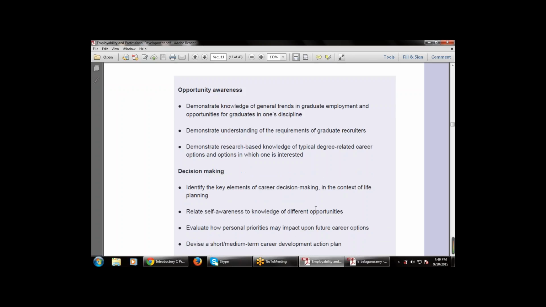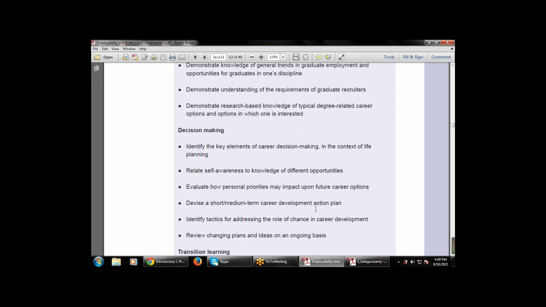Then next is decision making, and what are the various outcomes that are available from decision making. So first, identify the key elements of career decision making. That is, what are the various key elements used for career decision making, the content or output of career development or decision making in the context of life planning. These are the various outcomes.